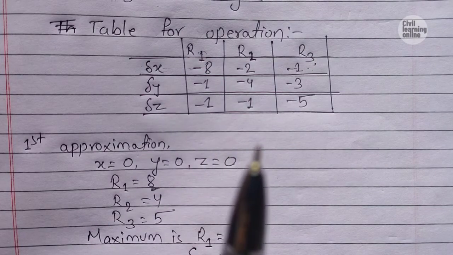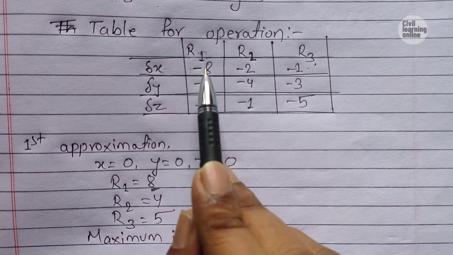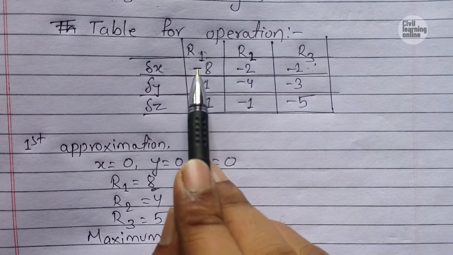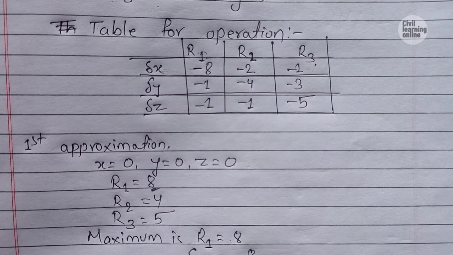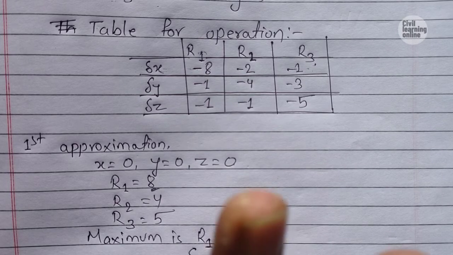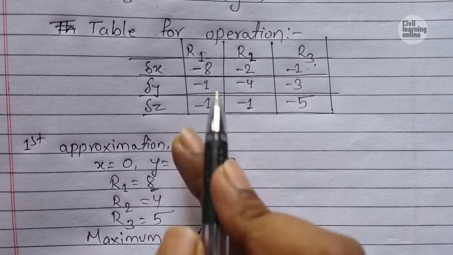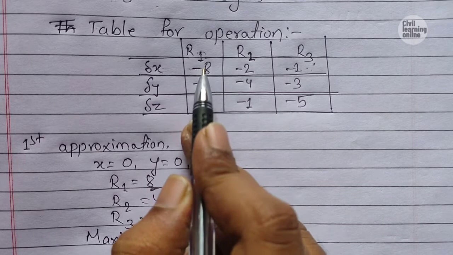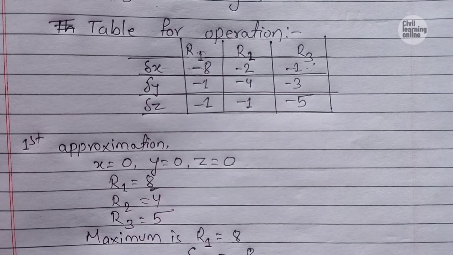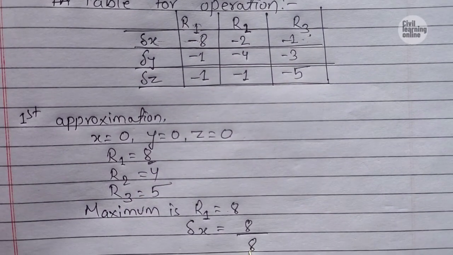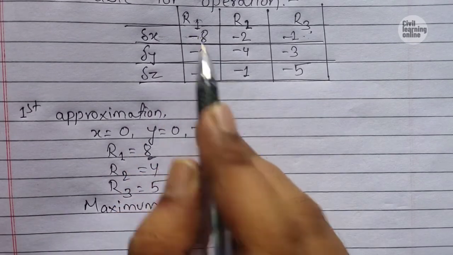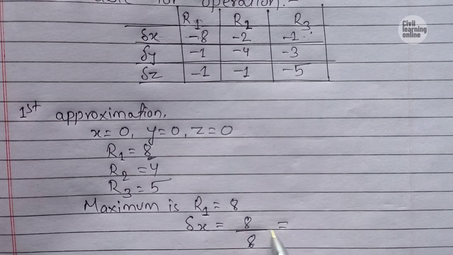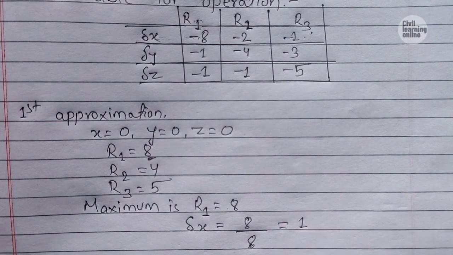In one condition, what we need to do is take the opposite sign. This is -8, so we need to write here +8, so divide this by +8. We need to change the sign also. If here it was +8, then we would have to take -8. As it is negative, we will take +8. So we will get the value of del x equals to 1.